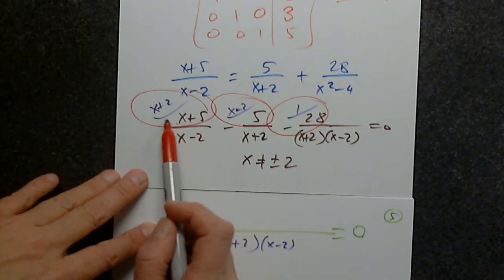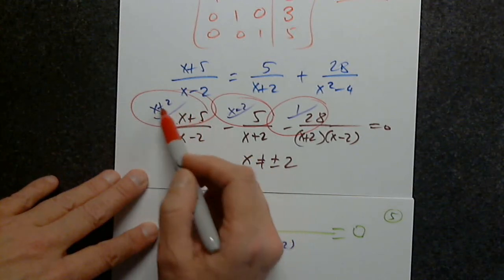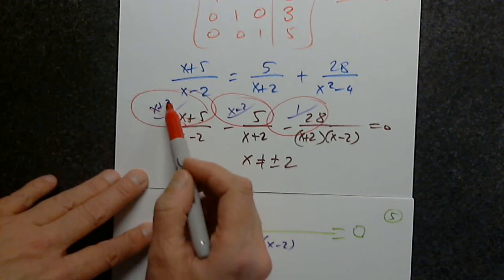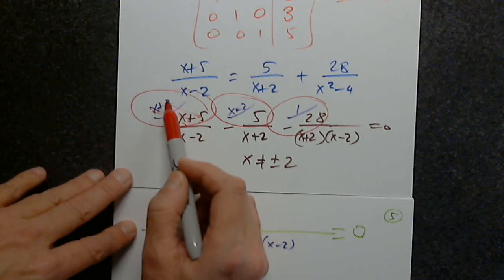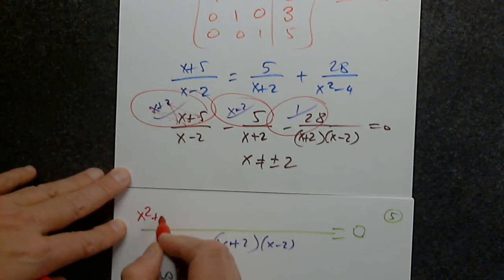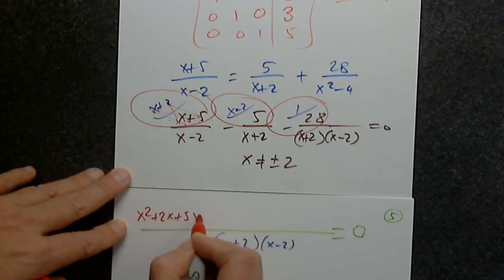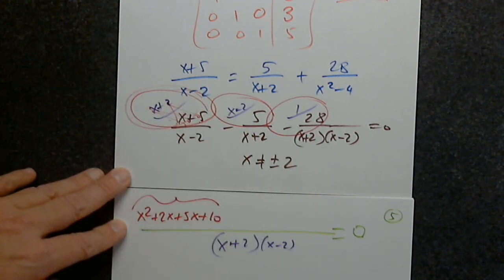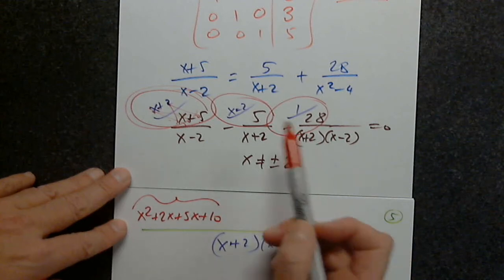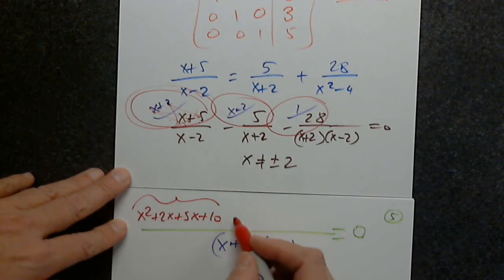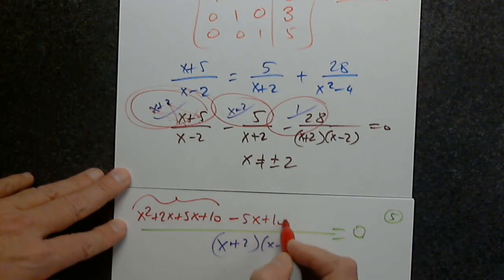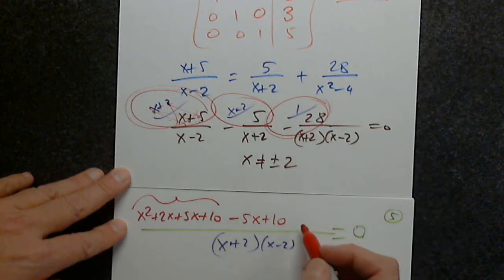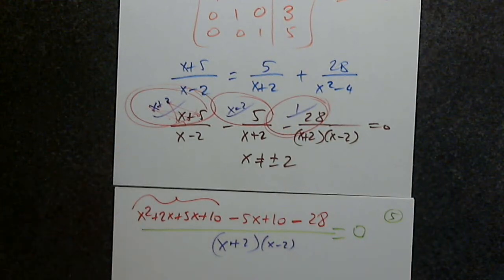So I have to distribute x plus 5 or FOIL these two: x squared, 2x, 5x, and 10. So this is x squared plus 2x plus 5x plus 10. The next step is easier because I only distribute negative 5. So I get negative 5x and plus 10. The third step is easy also because all I have is negative 28.